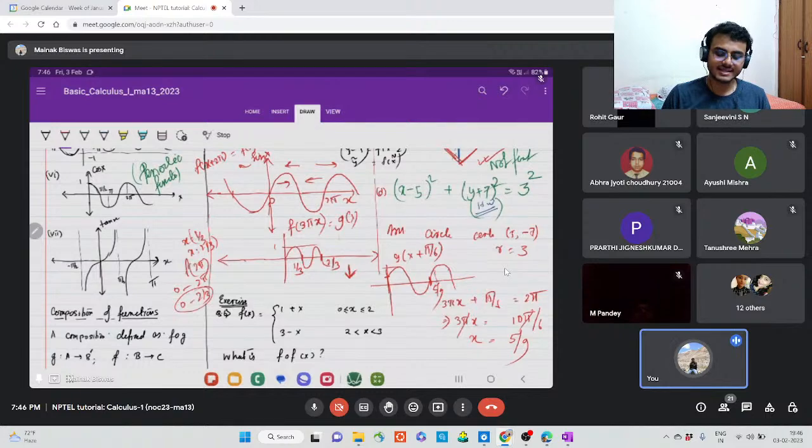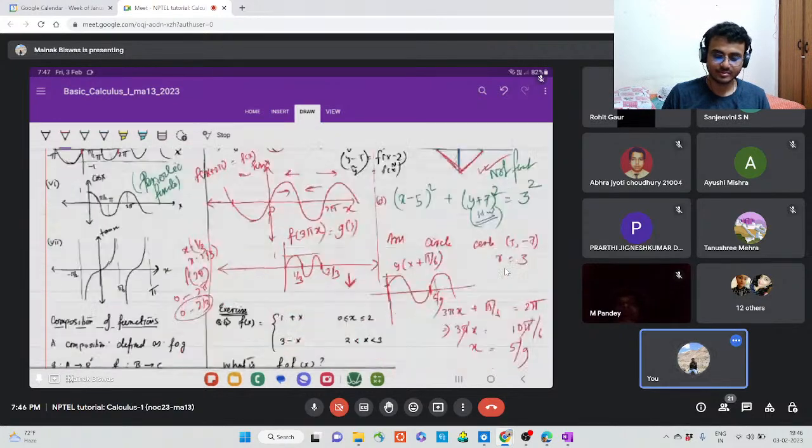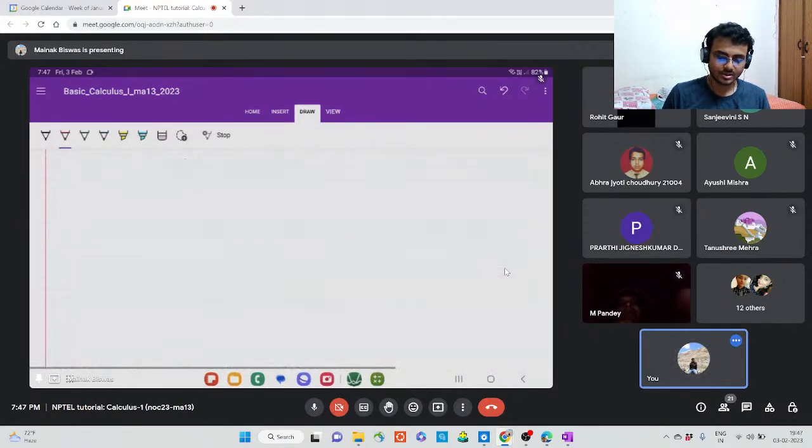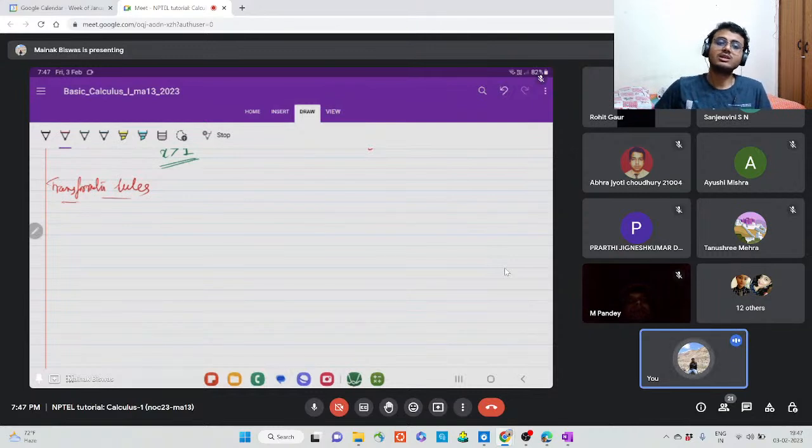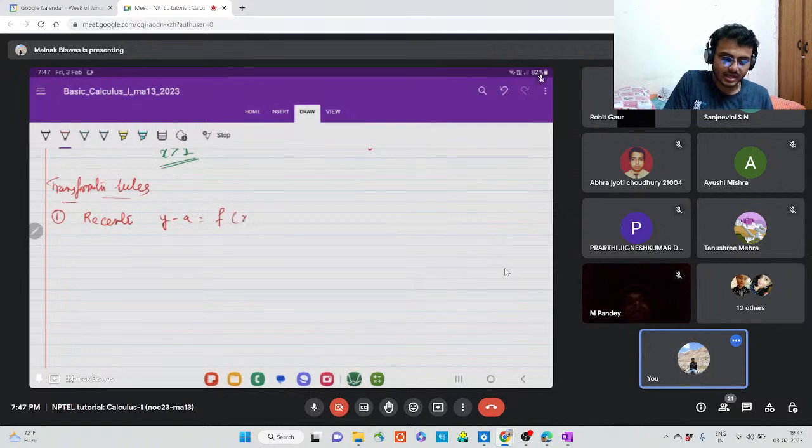So let's list down the points that we have seen for your reference. First, transformation rules. And don't learn these rules. You derive them every time you plot. I did not learn it, I did it today only. Again I found out the rules. So one is recenter, when you have y minus a equal to f of x minus b.